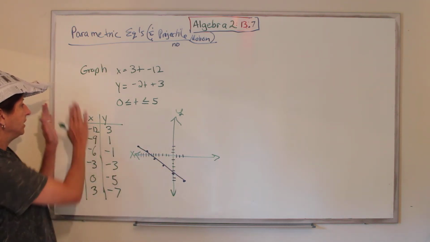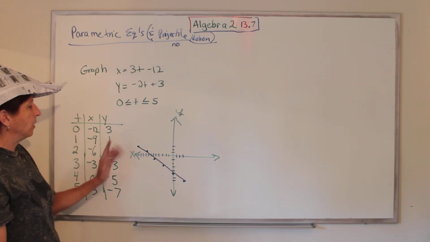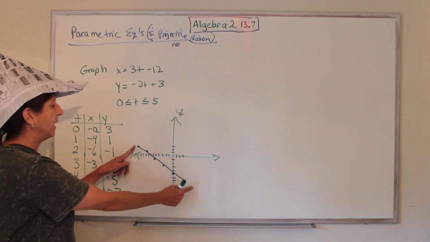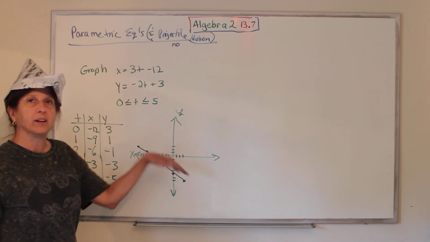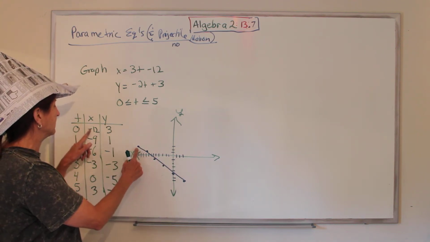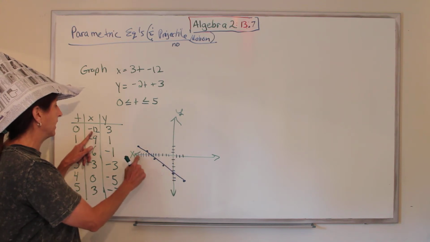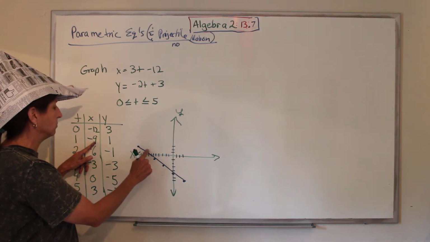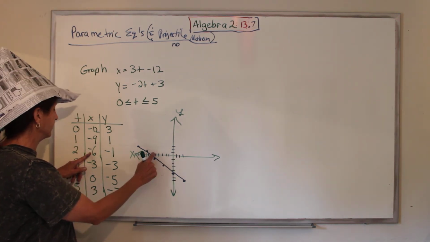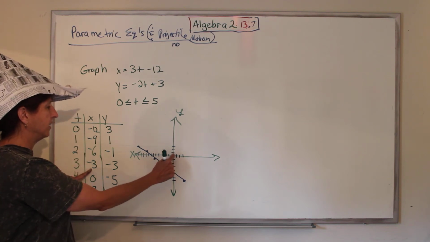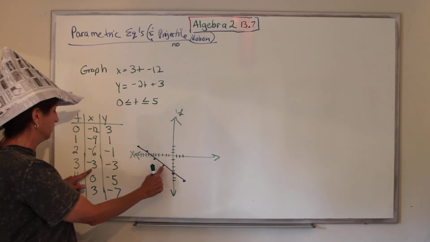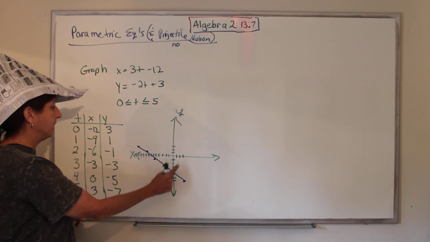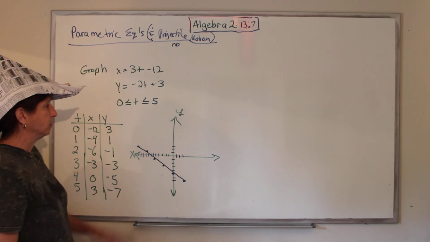Now when you go to graph it, we pretend like the t's don't exist. And we just graph, but it's not a line, it's a line segment. We graph it neatly on graph paper. It doesn't look as bad as mine. We just graph our x's and y's. If x is negative 12, y is 3, put a dot. If x is negative 9, y is 1, put a dot. If x is negative 6, y is negative 1, put a dot. If x is negative 3, y is negative 3, put a dot. If x is 0, y is negative 5, put a dot. And if x is 3, y is negative 7, put a dot.